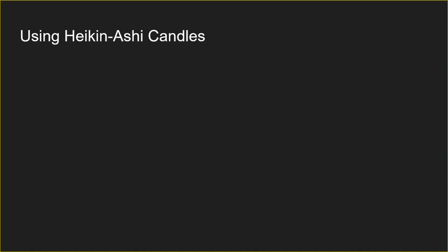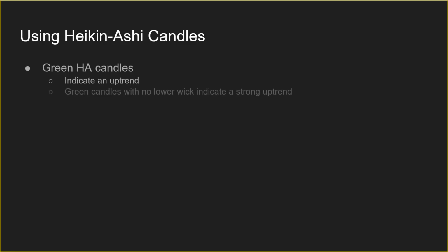Now let's talk about using Heikin Ashi candles. Green Heikin Ashi candles generally indicate an uptrend. Green candles with no lower wick indicate a strong uptrend. That's something that is not particularly common. So if we do see these green candles with no lower wick, that's a sign that the general trend is moving upwards. Price is moving upwards strongly, or quickly.